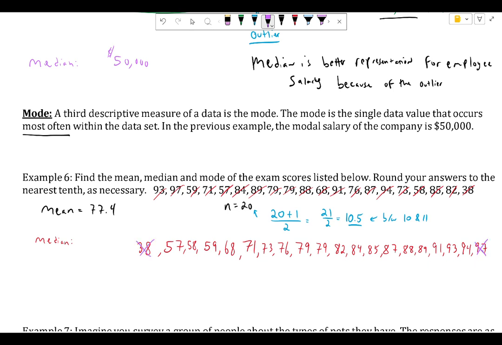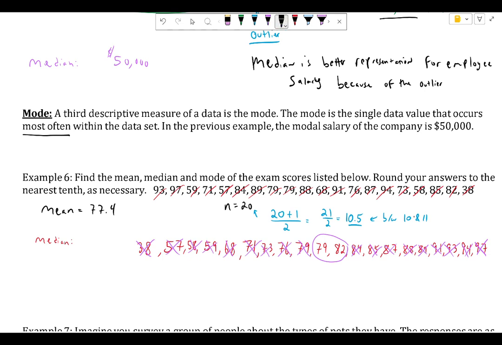So this is a pair of data values, so I'm going to do this in pairs of 2. 94 and 57 are 2 numbers away. 93 and 58 are 3 numbers away. And then 91 and 59 are 4. 68 and 89 are 5. 71 and 88 are 6. 87 and 73 are 7. 76 and 85 are 8. 84 and 79 are 9. And then we're going to look for the mean between 79 and 82.